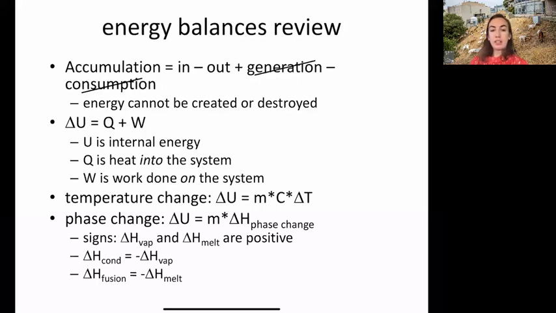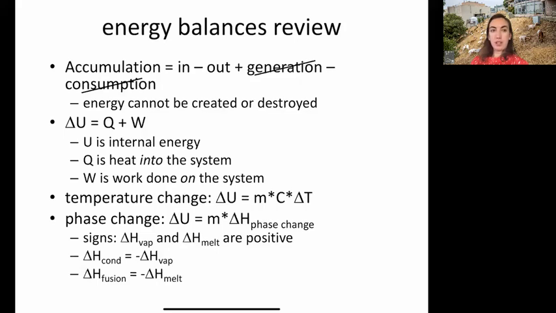And then delta H of condensation is going from the vapor phase to the liquid phase. So it's the opposite of vaporization. So if you're given delta H of condensation, you should be able to get delta H of vaporization and vice versa just by switching the sign. And then delta H of fusion, which is the same as delta H of freezing. So you're going from a liquid to a solid, is the same idea. It's the negative of delta H of melting.